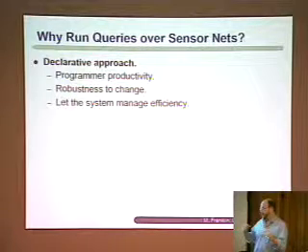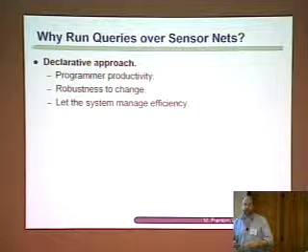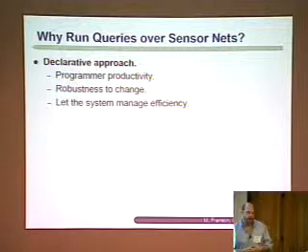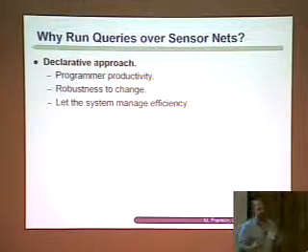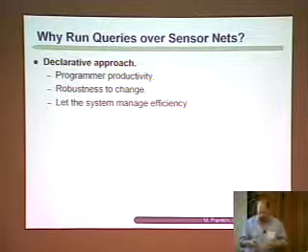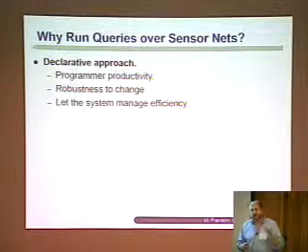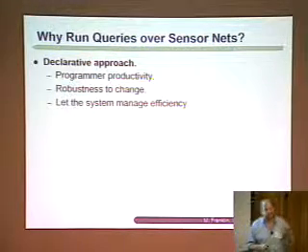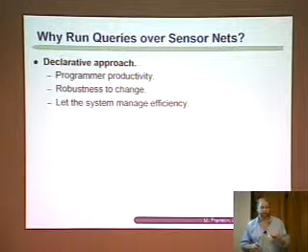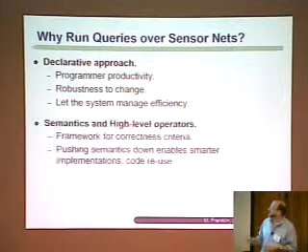And since you've isolated the programs from the details of the network, as the network changes, as you bring in new devices, as the underlying topology changes, the system will be robust to those changes. Also, as the system gets more complex, it gets harder and harder for humans to do proper optimization, and we just let the system do it. So that's one reason.